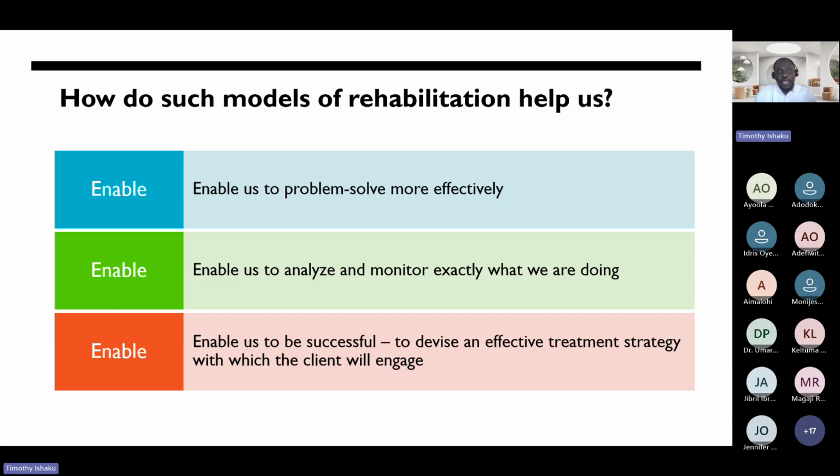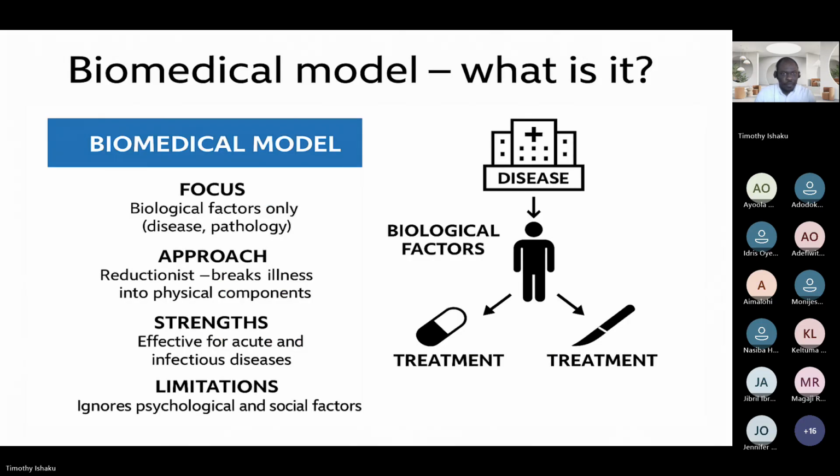Models help us, or enable us, in terms of solving problems effectively. They enable us to analyze and monitor exactly what we're doing. They enable us to be successful in devising possibly a treatment strategy. There are other reasons why we use them, but these are the broad categorization of why we use models and what we use them for.